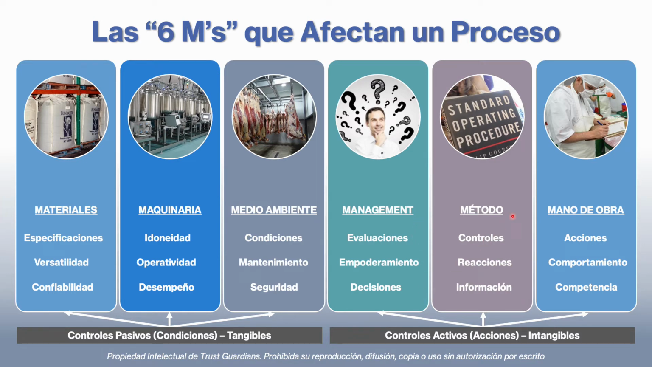About the method, we need to be sure that we have the controls identified in the procedures. We have clear information for the people to know what they need to do and how to react when something goes wrong. So it's about the controls and the corrective actions. When something goes wrong, how you can adjust or how you are going to apply a corrective action with the different steps. With controls and reactions, we are able to have information.